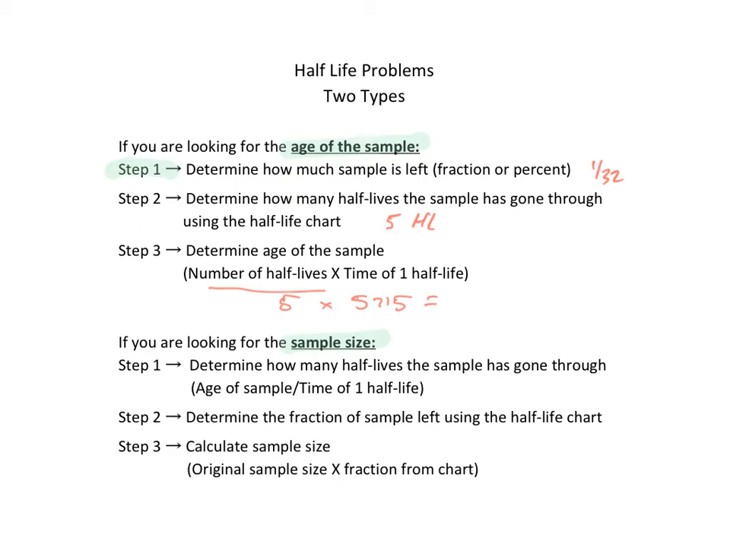Since this is asking how many milligrams are left, or what's the original mass left over, when it's looking at how much is left over versus this is really time. I'm going to follow these steps now. Step 1, I'm going to determine how many half-lives have gone through the age of the sample, or the time, and divide that by the time of 1 half-life.